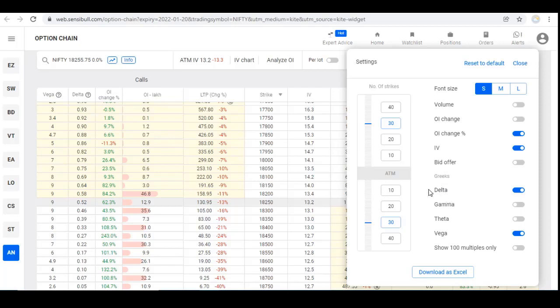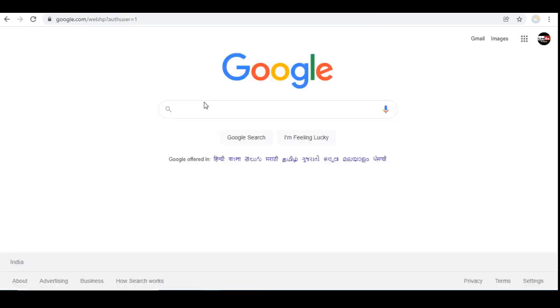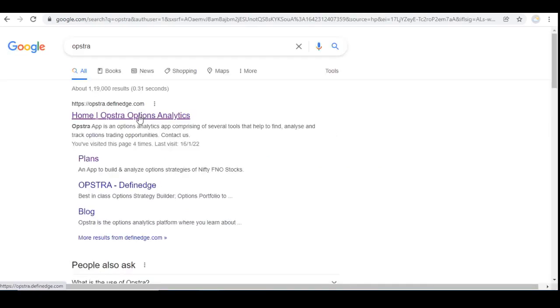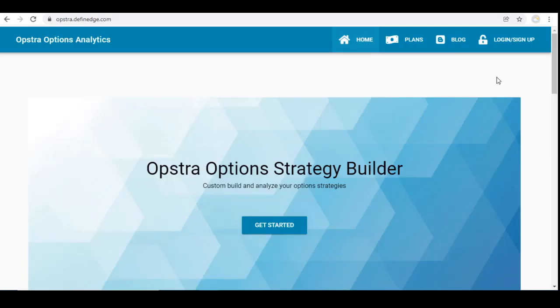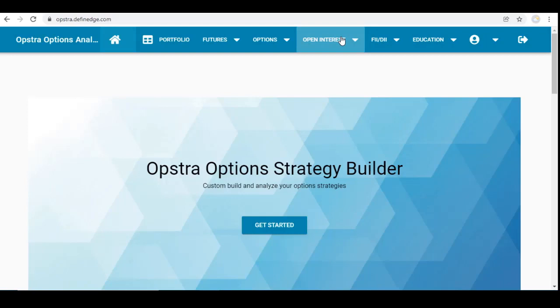Now let us go to Opstra. For that, we'll go to Google and type Opstra. The first option that appears, we'll click on that, opstra.definedge.com. This is the landing page. You log in with your free account here, go to open interest, and click on the option chain. This is how the option chain looks.